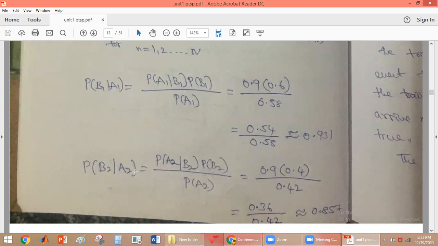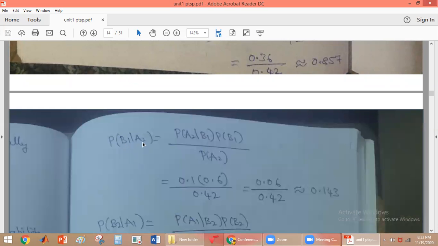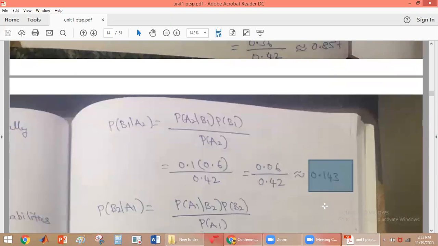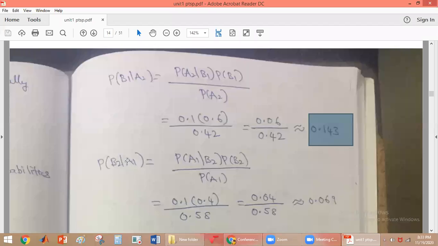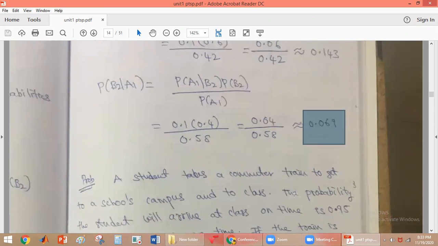Transmitted 0 such that received 0 only. In that case, what is that probability? You are getting higher probability, which means the error is less. Then probability of B1, transmitted 1 such that received 0, is given as 0.143. And probability of B2 given A1. B2 is what? 0, no? A1 is 1. Transmitted 0 such that received 1 will be equal to 0.069. If the probability is very low, it means the occurrence of that particular event is very low.